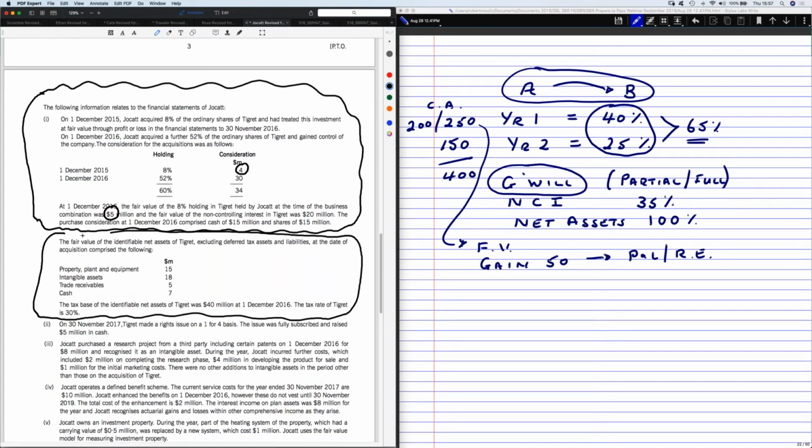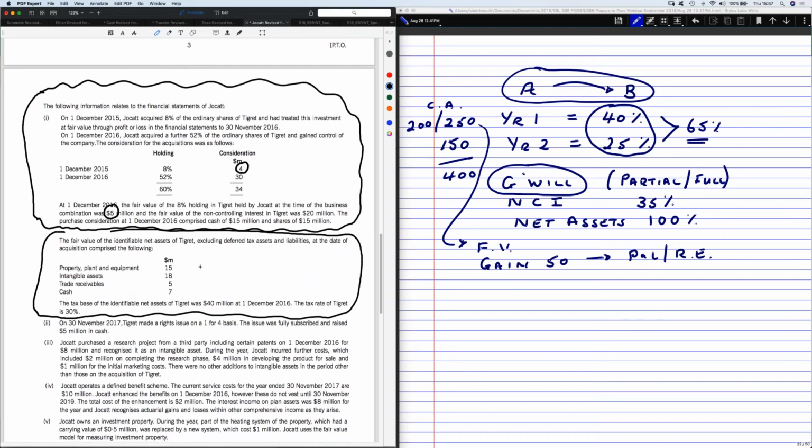The fair value of the identifiable net assets of Tigray, excluding deferred tax assets and liabilities, at the date of the acquisition, comprised the following. The tax base of the identifiable net assets of Tigray was 40 million. Hey, everybody out there, does deferred tax have an impact for the group as well as for the legal entity? Do we have to consider deferred tax when we're looking at the group as well as the legal entity? Yes.